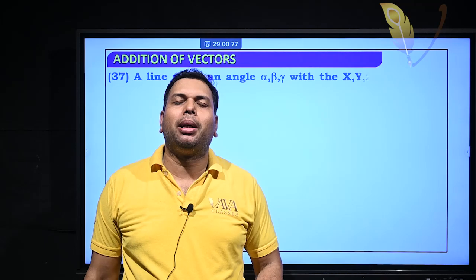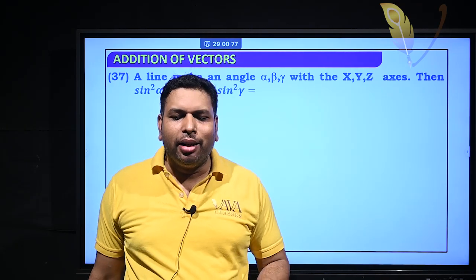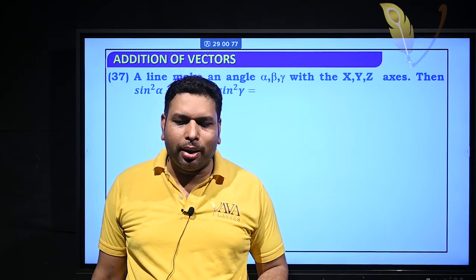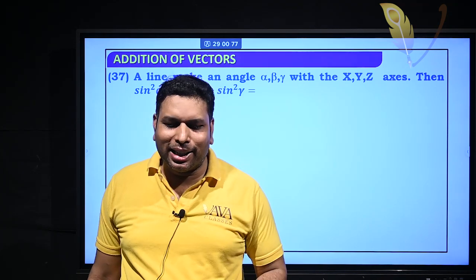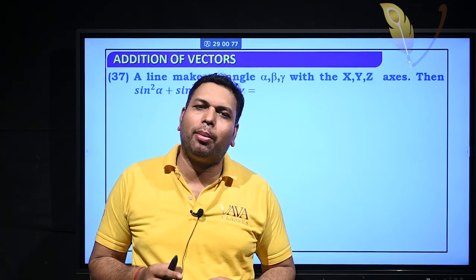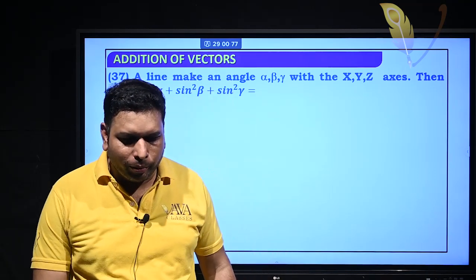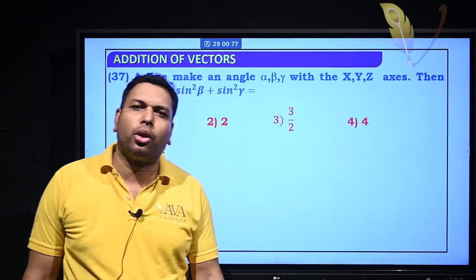So in this part I solve question number 37. A line makes angles alpha, beta, gamma with the x, y, z axes, then sin square alpha plus sin square beta plus sin square gamma equals to. These are the options, students.